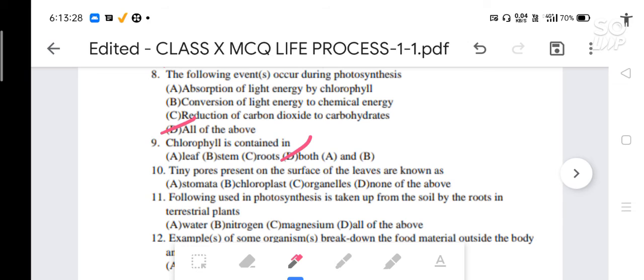Moving on to the tenth question. Tiny pores present on the surface of leaves are known as? We have already read it in earlier classes like 9 or 8. The tiny pores on the leaves are called stomata.